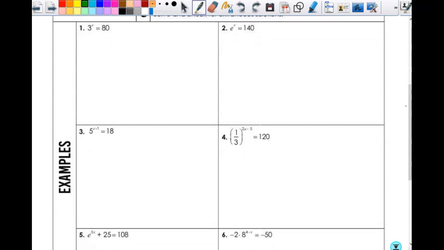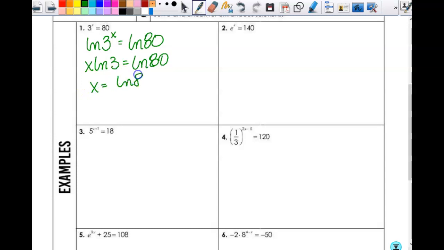But if I want to get this out of the exponent, I'm going to take the natural log of both sides. Natural log of 3 to the x power equals the natural log of 80. What happens to that x? Comes out front. So I get x times the natural log of 3 equals the natural log of 80. And then what do I do to get x by itself? Divide by the natural log of 3. So x is equal to natural log of 80 over the natural log of 3. Then you just type that in your calculator.